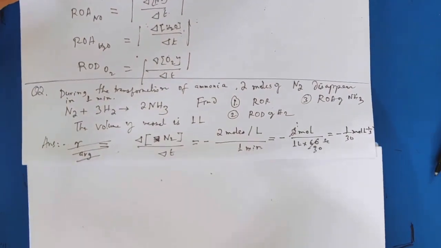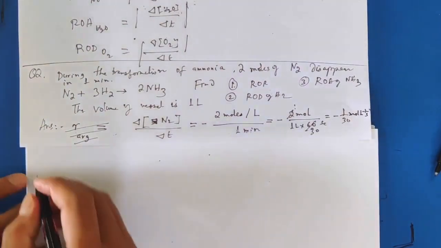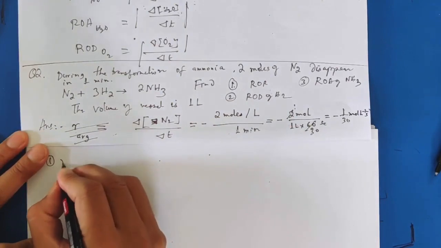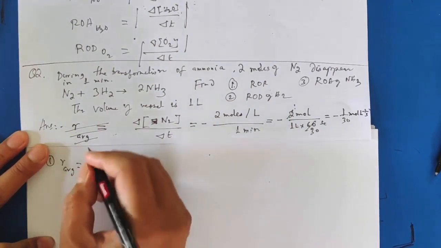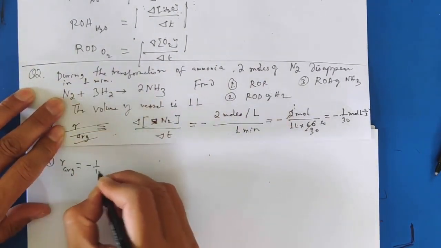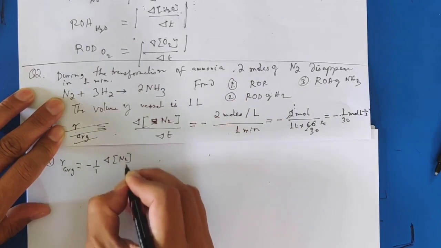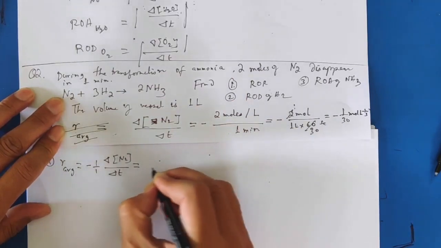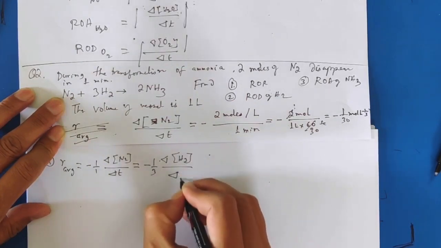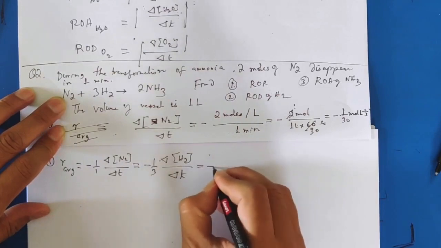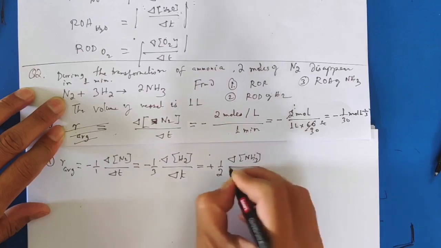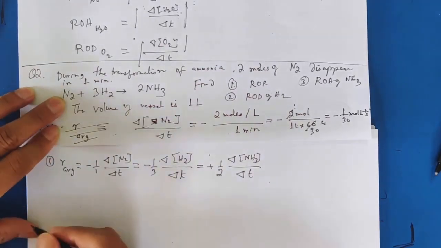Okay, good. So the rate of reactions, this is the average rate of reactions. Nitrogen has coefficient 1, it's a reactant, so there will be minus 1 by 1 del N2 by del T equals minus 1 by 3 del H2 by del T, the product, plus 1 by 2 del ammonia concentration by del T. Okay. Question number 1 done.